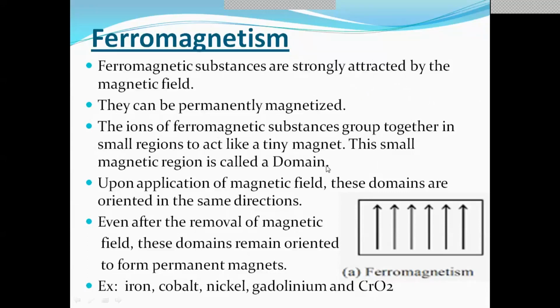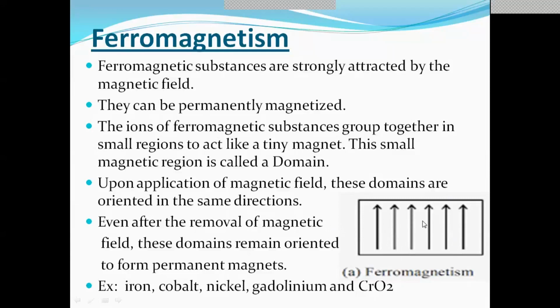When a magnetic field is applied, all these domains orient in the same direction. So here, when an external magnetic field is applied on ferromagnetic substances, you can see the orientation of all domains in one particular direction. And even this direction of domains is retained after the removal of the external magnetic field. So you can see the same in this picture.